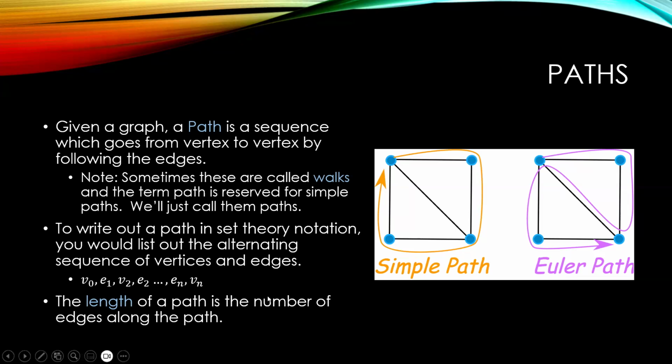To write out a path in set theory notation, you would list out the alternating sequence of vertices and edges. You would say, we start at this vertex, then we hit this edge, then this vertex, then this edge, then this vertex, then this edge, then this vertex, then this edge, then this vertex. It can be very tedious to write this all out in set notation, but it is possible. I mean, set theory is the foundation of most of the math we do. The length of a path is the number of edges along the path.